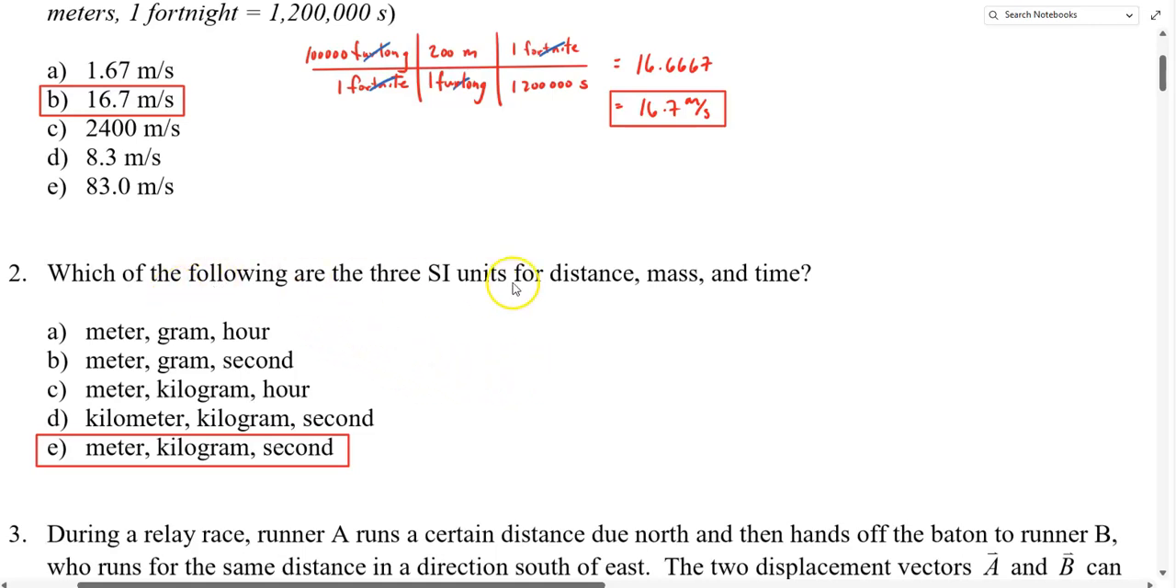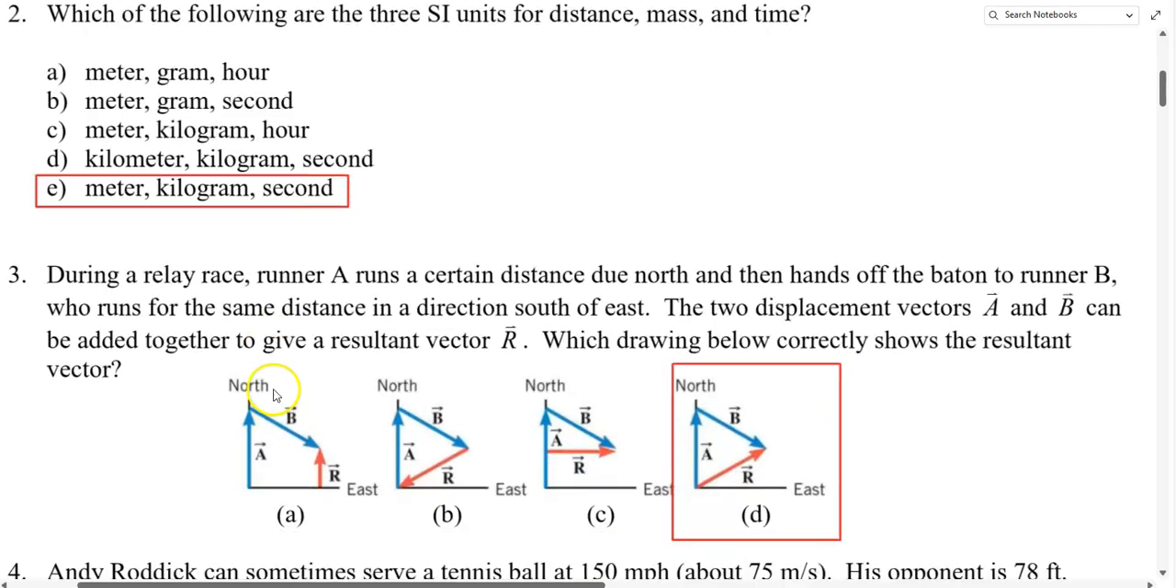For number two, the question was about the SI units for distance, mass, and time. And this one's an easy mistake to make, but even though gram is our base unit measure of mass in the metric system, we do use kilogram in the international system of measurement. So do make sure that you select that one properly.